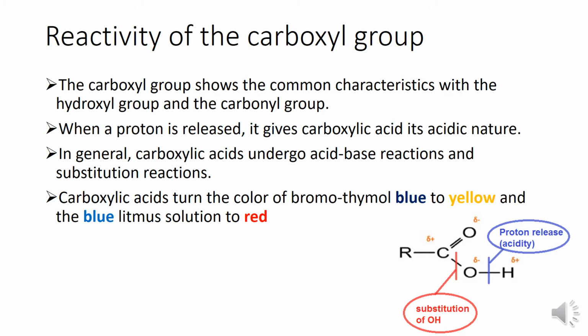Now, how do carboxylic acids behave with indicators? They turn the color of bromothymol blue to yellow and the blue litmus solution to red.